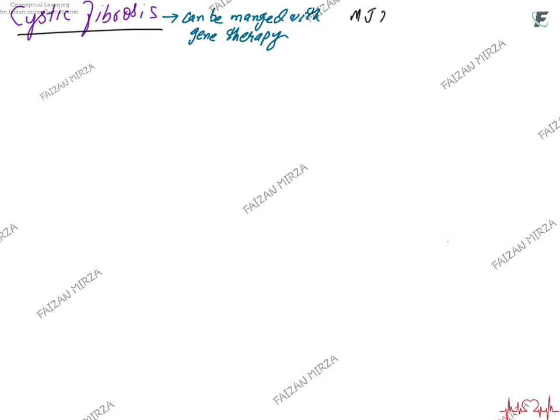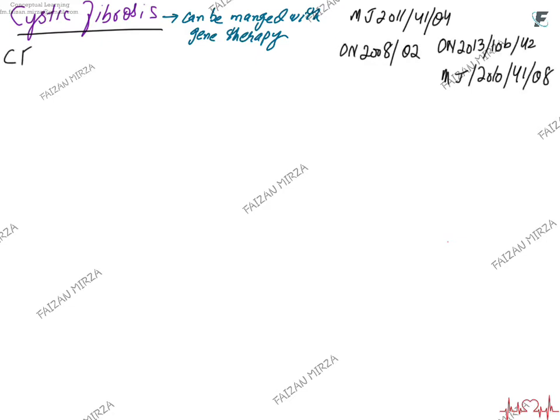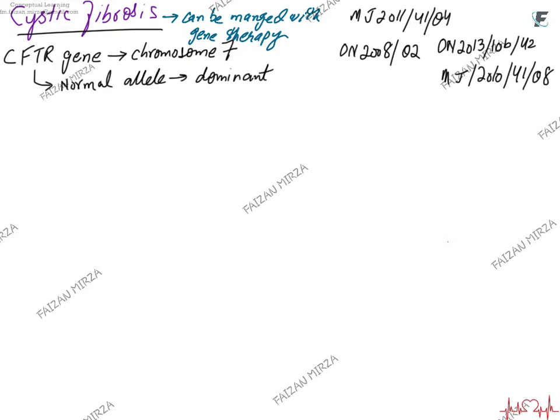We have to discuss a disease called cystic fibrosis. Now, what is cystic fibrosis? Also abbreviated as CF. This is a disease which can be managed with gene therapy. First of all, we have to go through the disease factors, what actually is happening in this disease, and then we can discuss how gene therapy works here. So CFTR is a gene on chromosome number 7. Its normal allele is a dominant allele, and the faulty allele is a recessive allele.